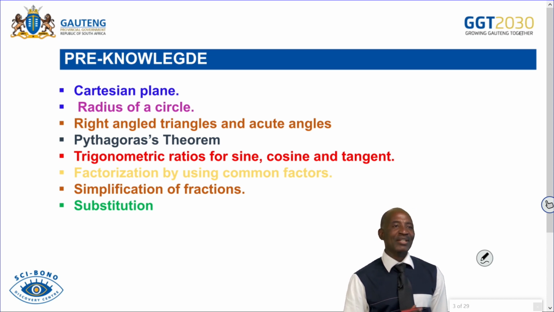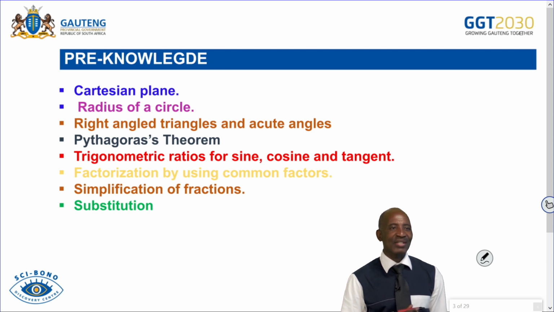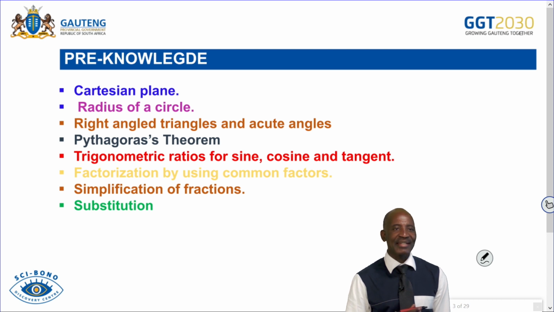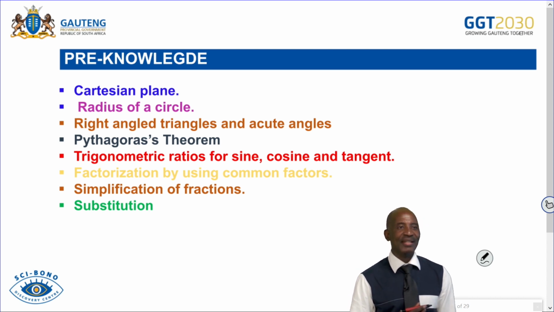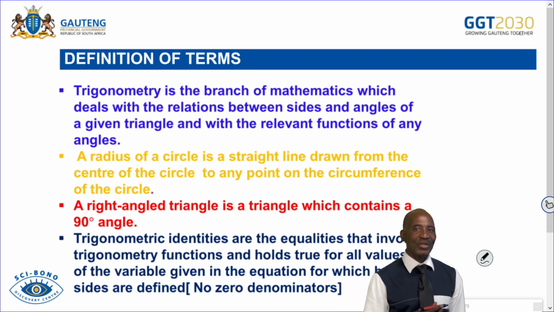If you look at our pre-knowledge, by now I'm expecting you to be conversant with the Cartesian plane, the radius of a circle, the right angle triangles and acute angles. You should be in a position to apply Pythagoras' theorem, and to identify trig ratios for sine, cosine, and tangent. You should also be able to factorize by using common factors, simplify fractions, and do substitution. We are going to define some of these terms just to remind you of some concepts.